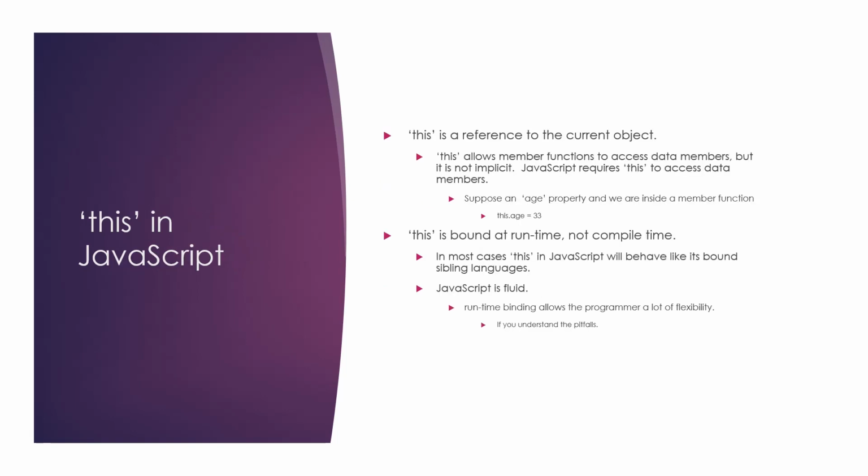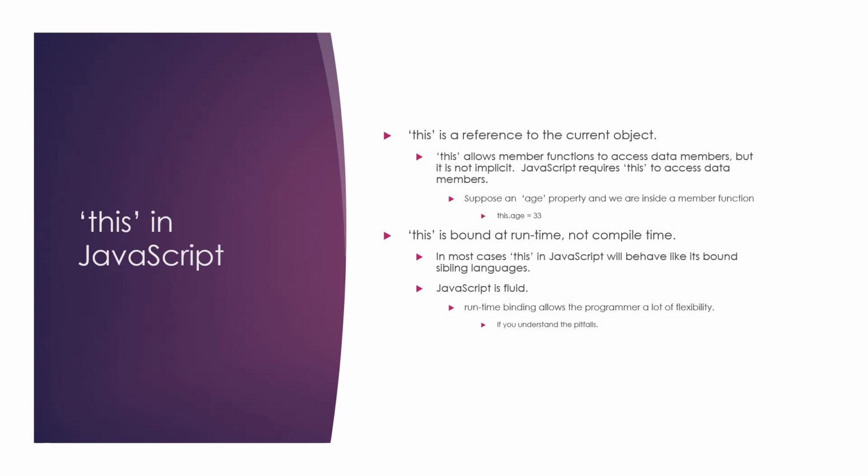This in JavaScript is also a reference to the current object, and it also allows member functions to access data members, but it is not implicit, not as transparent. JavaScript requires this to access data members. Suppose there's an age property, and we are inside a member function. this.age = 33 is the only choice in JavaScript.